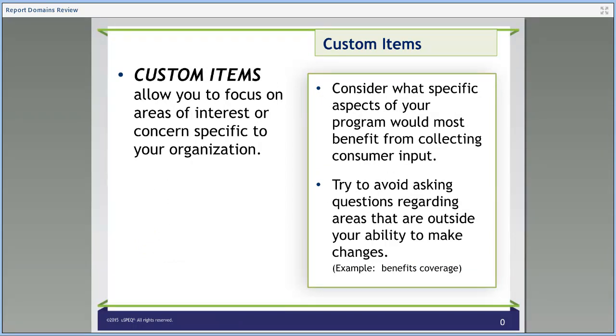In addition to the 5 standard domains, we can also add a custom item section. This section should be used if you want to get more pointed information on your organization or services provided. One thing to be sure to avoid is questions for which the results cannot be acted upon, such as benefits coverage or the weather.